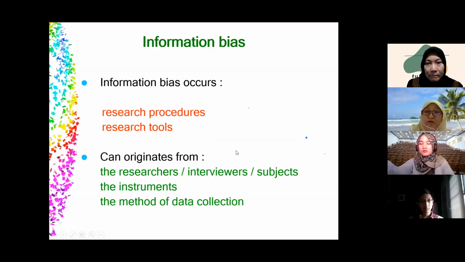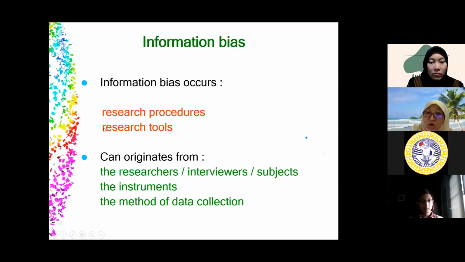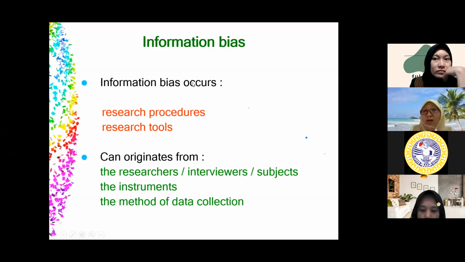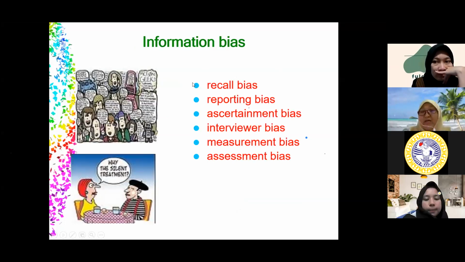Now, information bias could occur in two stages, in the research procedure or in the research tool. It can originate from the researcher themselves, the instrument, or the way or method of data collection. These are all information bias. I will explain briefly. You need to understand this, because only when we understand this, then when you read a paper, you will be able to identify.